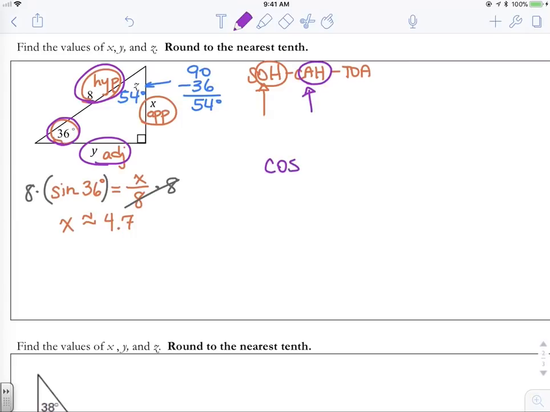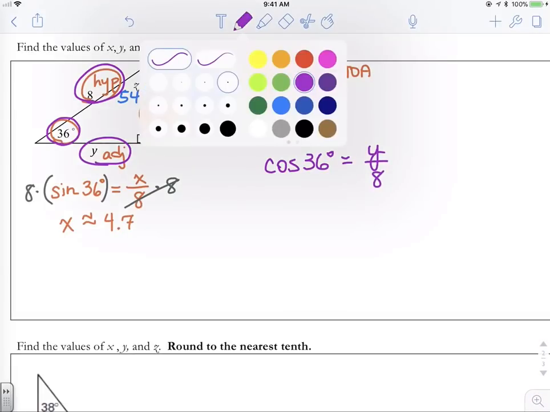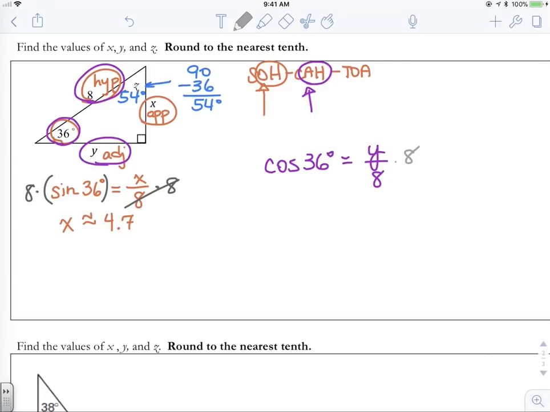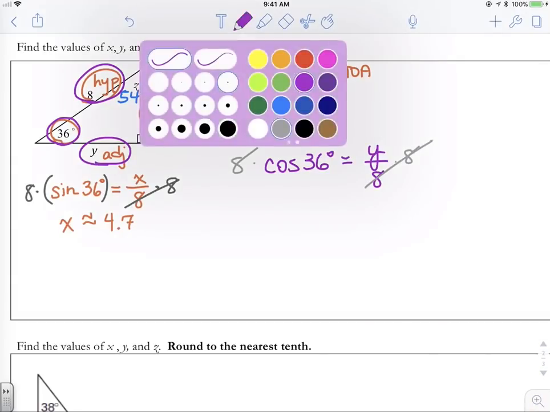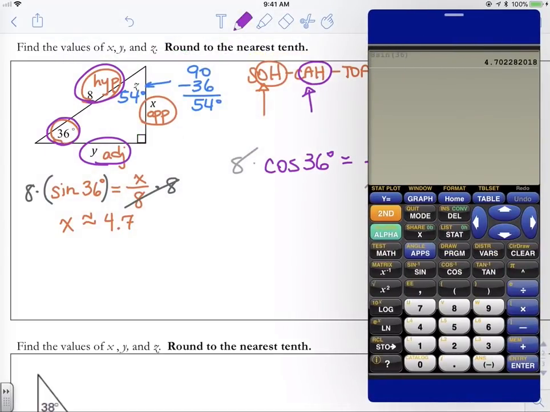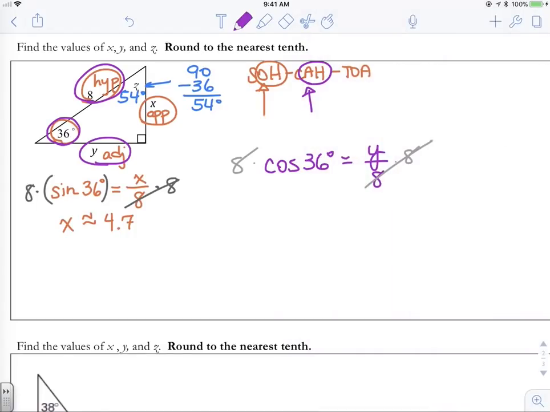So I'm going to use cosine because cosine uses adjacent and hypotenuse. So for the 36-degree angle, the cosine of 36 is the adjacent, which is y, over the hypotenuse, which is 8. Same thing as before, we're going to multiply both sides by 8 to cancel that denominator. Again, you don't really have to have parentheses around cosine 36. If you want to, you can. From the calculator, that's telling us that y is approximately 6.5.